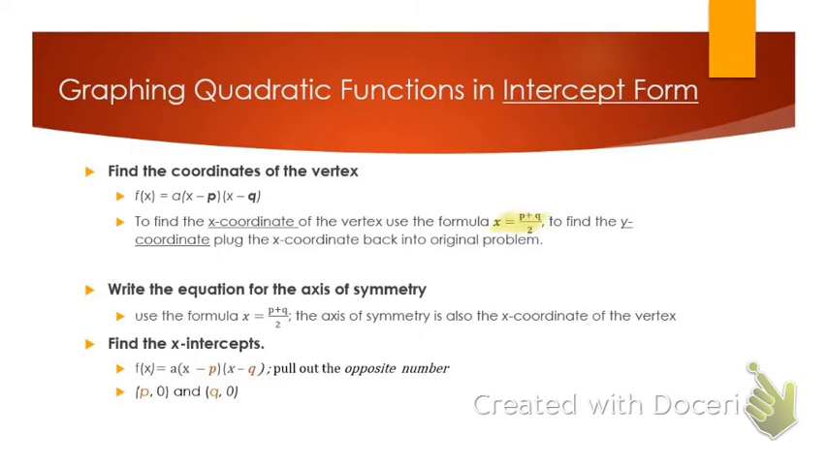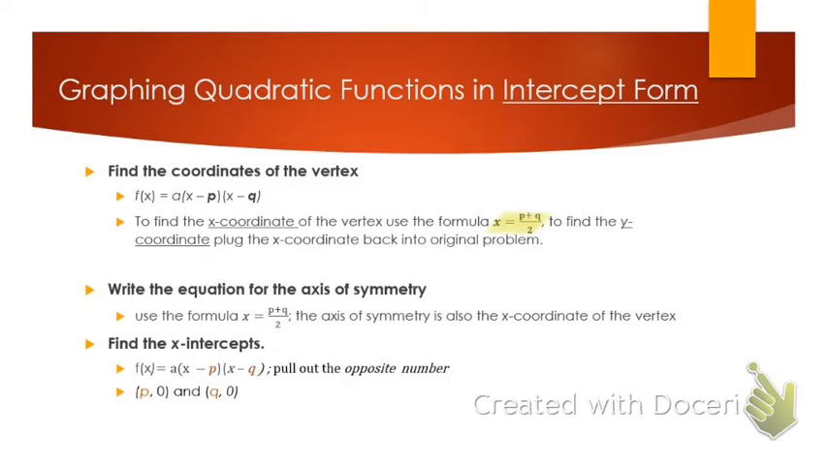Remember with standard form, we did x equals negative b divided by 2a. All right? This is different. Same kind of idea. There's a little formula to help us find x, but it's p plus q divided by 2. All right? But then look what we do with that x-coordinate in order to find y. What do our notes tell us? Or what do you think, without even looking in your notes, what do you think we're going to do with the x-coordinate in order to find the y-coordinate of the vertex?